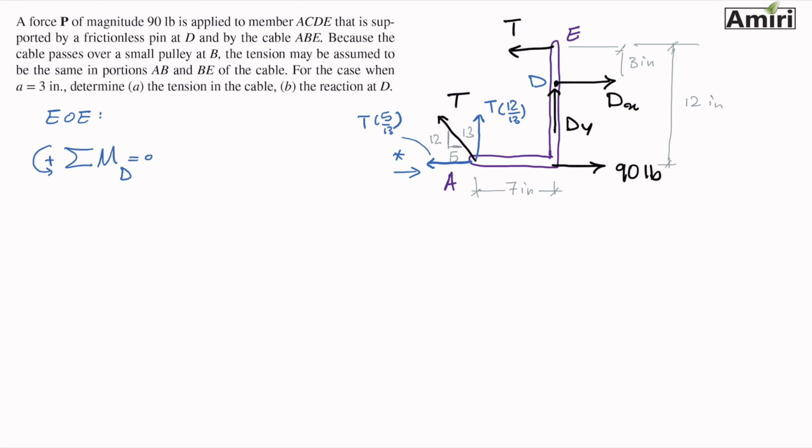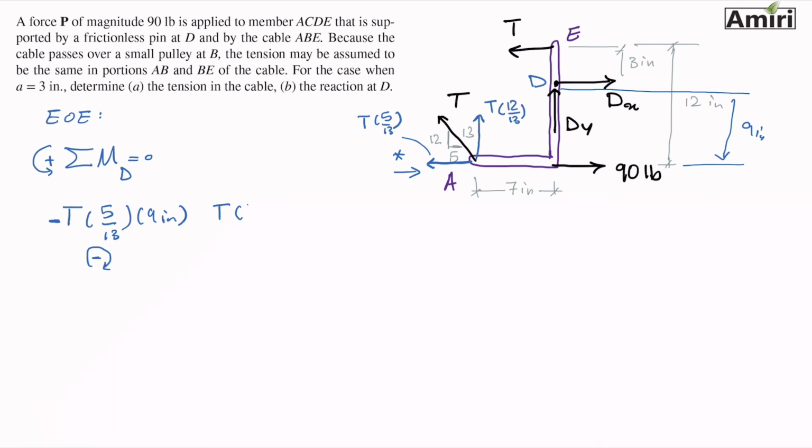Each of them is going to have a moment about point D. So let's see. T 5 over 13, the horizontal one. The distance between the horizontal one and point D is 12 minus 3, so that's 9 inches. Which way is it trying to move? It's trying to go this way, and that should be a negative because it goes against my sign.